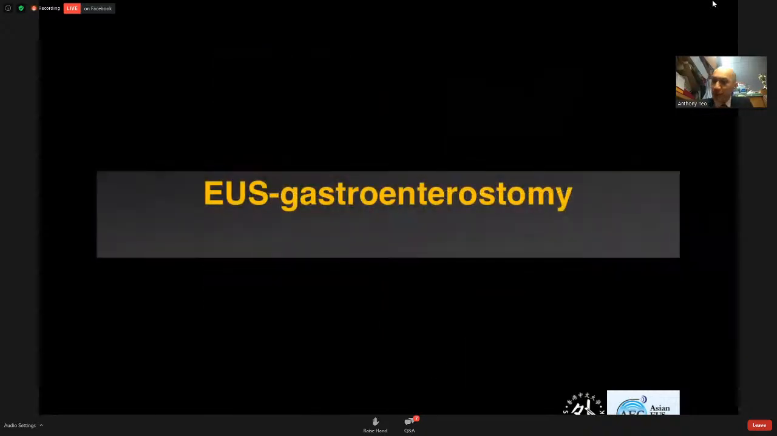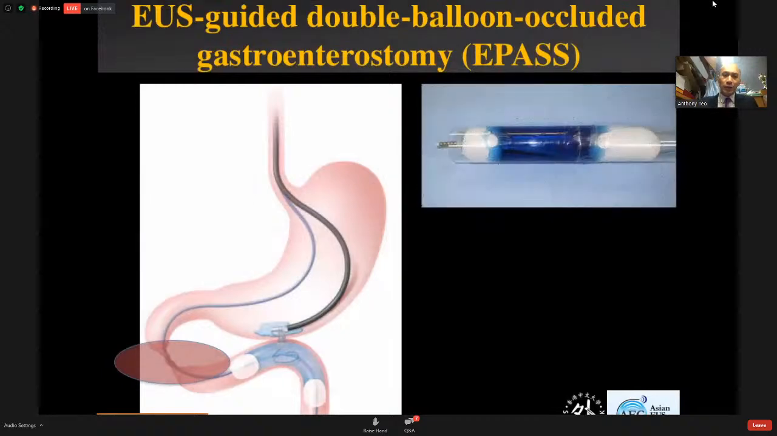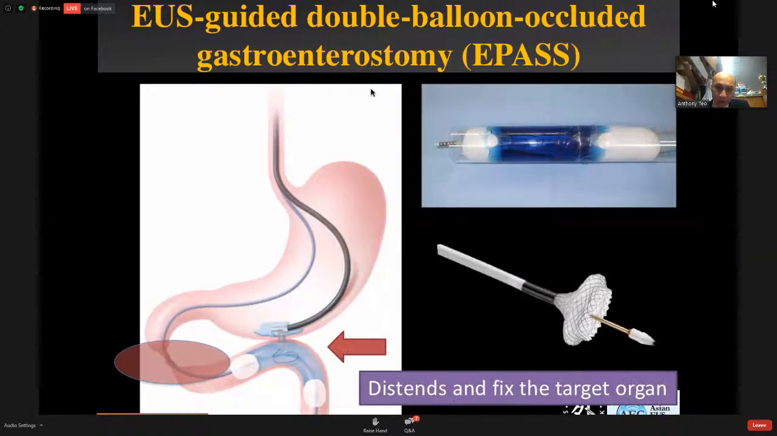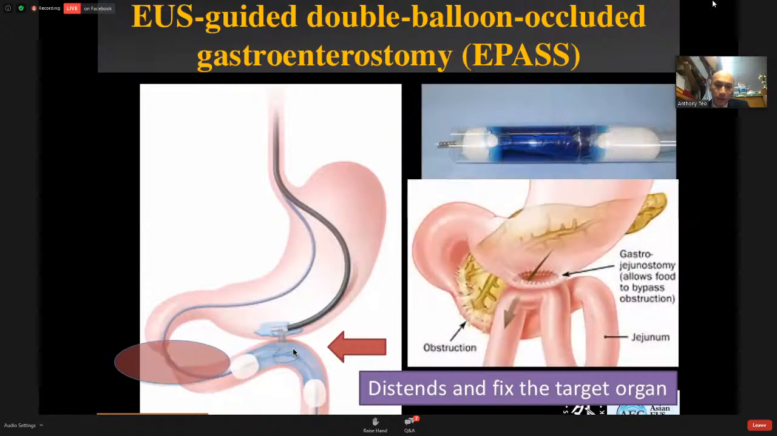In terms of EUS gastroenterostomy, now we can perform an EUS-guided GD. It's not a GJ because we're usually puncturing or draining the 3rd, 4th part of the duodenum. So thanks to this device, called a double balloon occluder, there are 2 balloons in the device, and water can be filled in between to allow performance of a gastroduodenostomy. This configuration is of course very different from our usual surgical GJ.